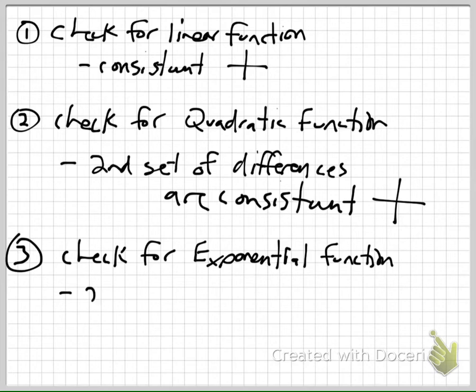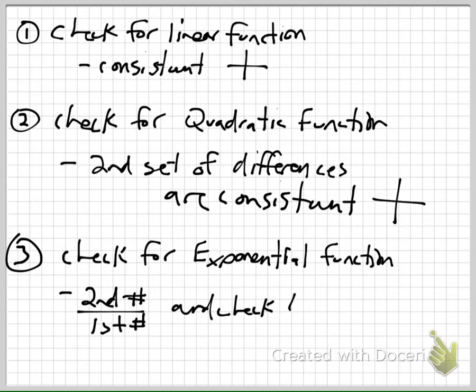That one you take the second number over the first number and check for consistent multiply. Does that make sense? Does that make sense? Those are the steps. I've now handed you the blueprint to do this entire assignment. Okay?